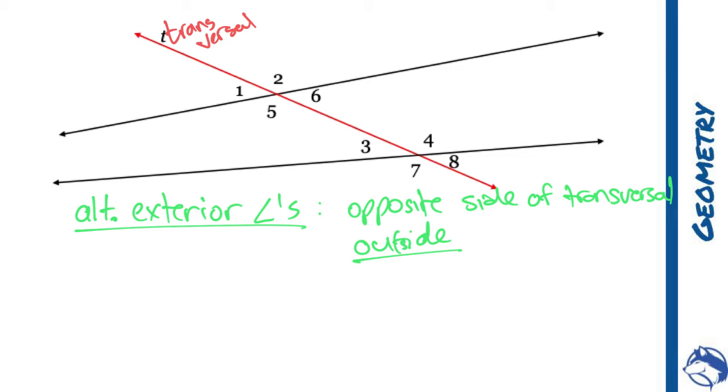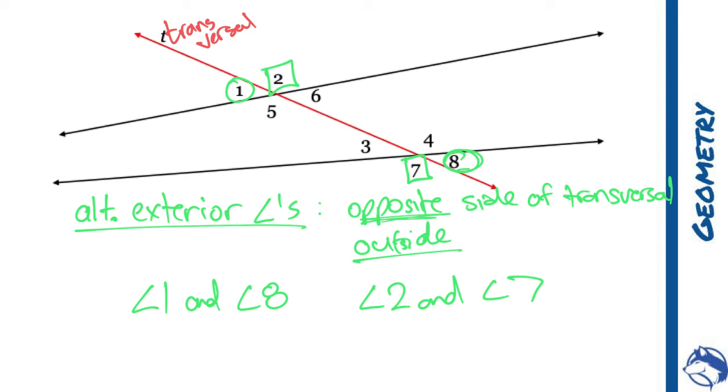What I mean by that is if I select angle 1, I need to go to the outside of the other line. So I've either got 7 or 8 as options, but it needs to be on the opposite side of the transversal, so it has to be angle 8. So this is angle 1 and angle 8. If I selected 2 as my angle, remember I can only choose an exterior angle here, I would end up with angle 7. So these are alternate exterior angles, exterior being on the outside, the side that is not on the interior.